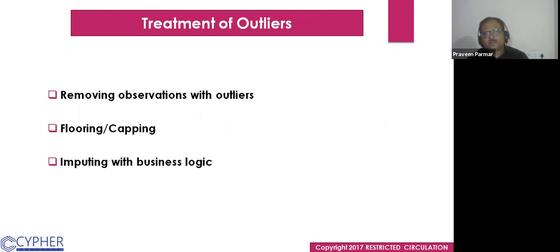And the treatment of outliers is the same. If there are outliers in less than 5% of observations, then you could remove the observations with outliers. Otherwise, you will do flooring and capping. I explained it earlier in the theory part, and today we will also see practically how we floor and cap it. And imputing with business logic is the same. First and third are the same. The second point is different for the missing values and the outliers.